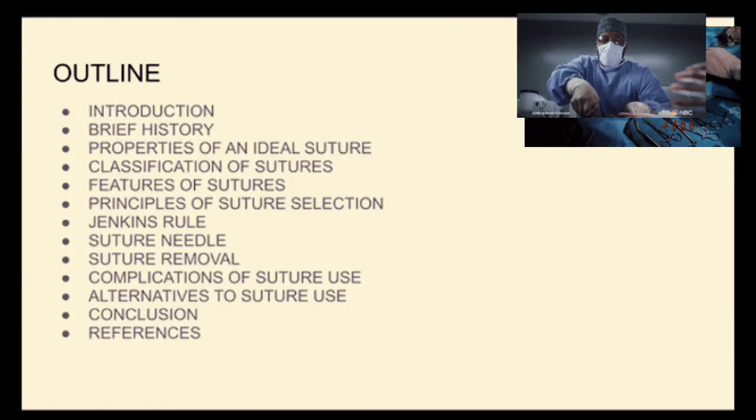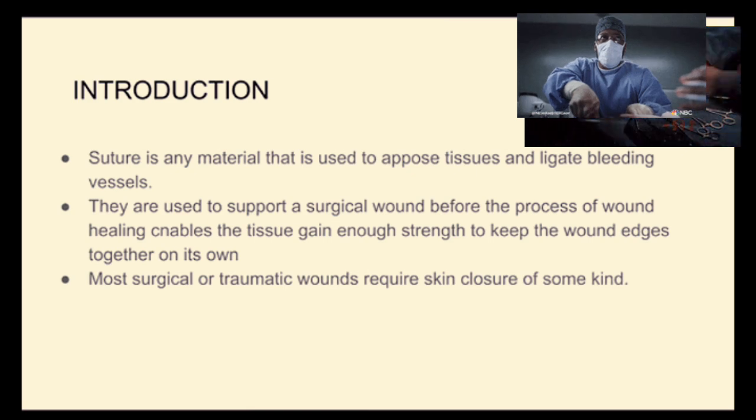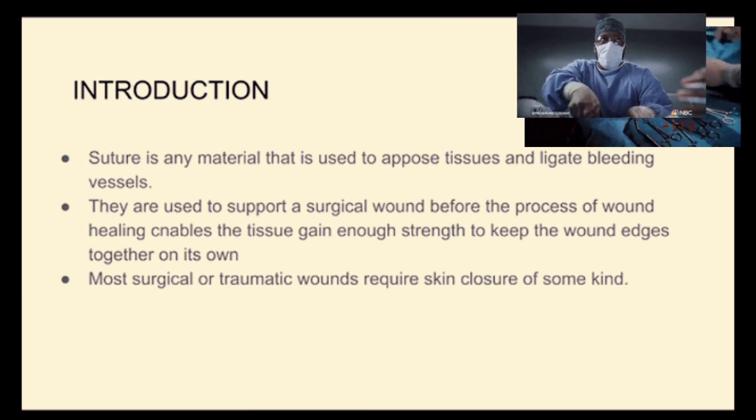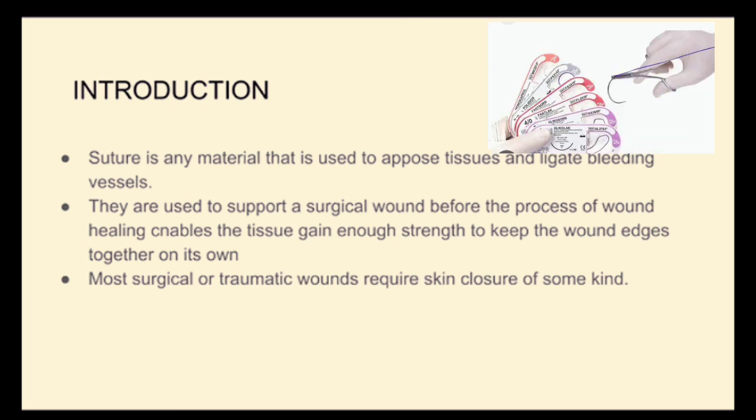Sutures in surgery outline. Introduction. A suture is any material that is used to oppose tissues and ligate bleeding vessels. It is used to support a surgical wound before the process of wound healing enables the tissue to gain enough strength to keep the wound edges opposed.